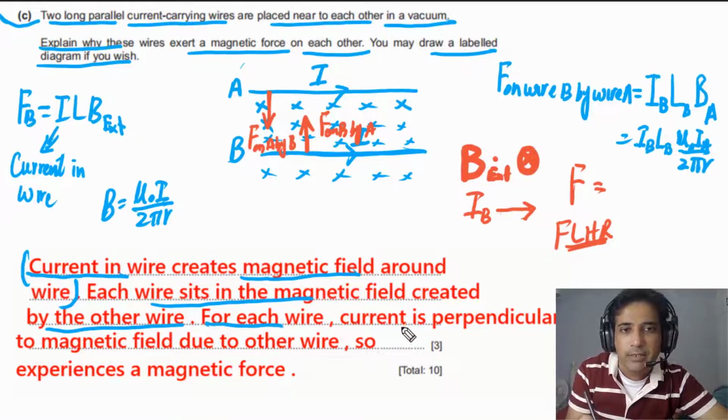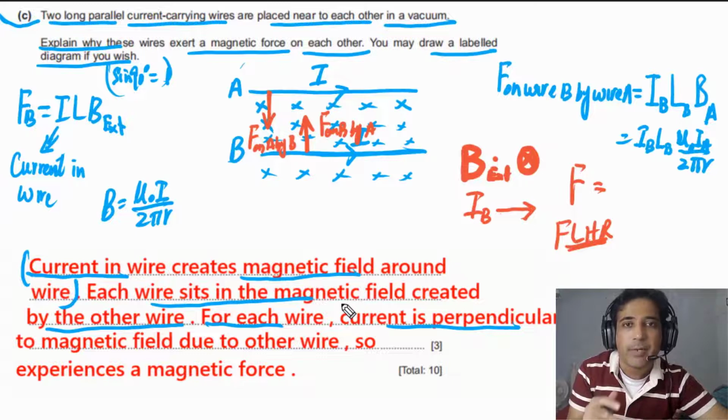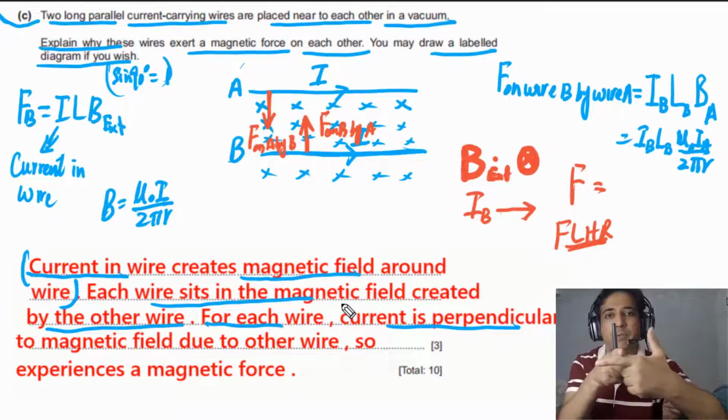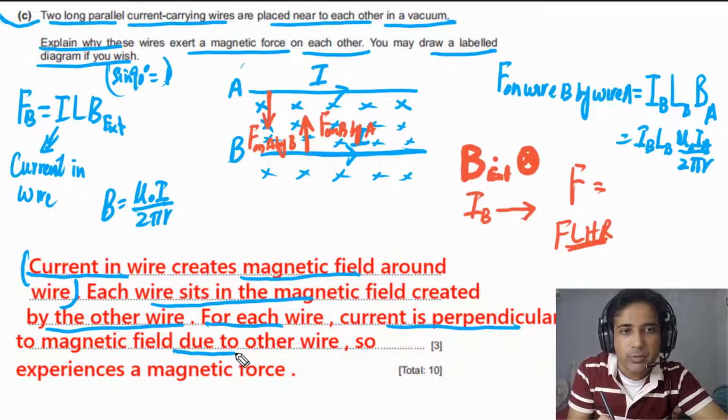For each wire, the current is perpendicular to the field. That's the reason we haven't used sine theta here, because sine of 90 degrees is equal to 1. They are perpendicular because the current is in this direction and the magnetic field is in this direction, so the angle is 90 degrees. The current is perpendicular to the magnetic field due to the other wire, so it experiences a magnetic force.